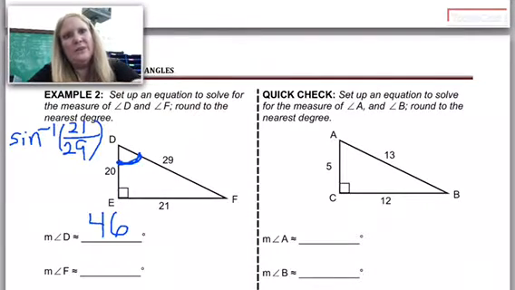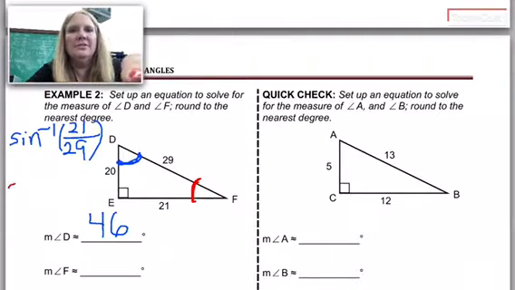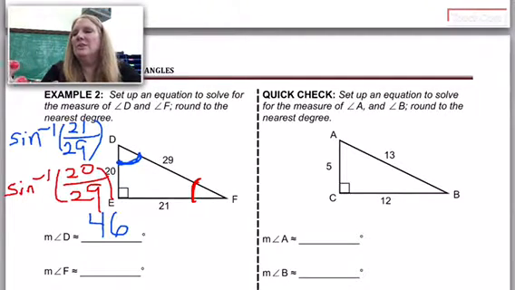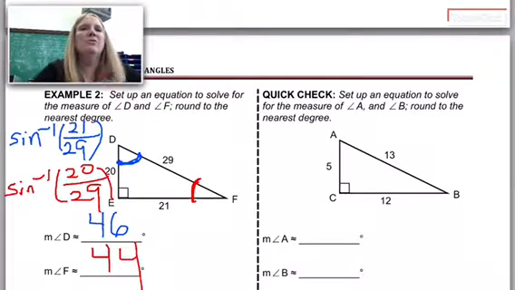All right, let's do F. So now I'm looking at this angle. So I could again use sine, the inverse sine, but when I'm looking at F, the opposite side is 20. 29 is still the hypotenuse. So I'm going to go back to my calculator. Inverse sine, 20 divided by 29 is 43.6. So I'm rounding to 44.